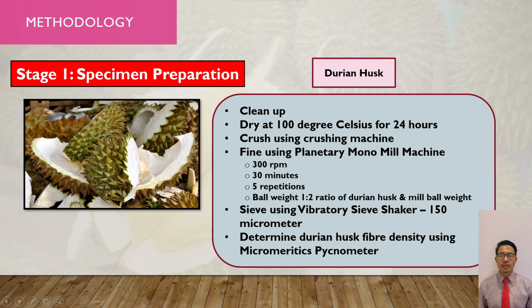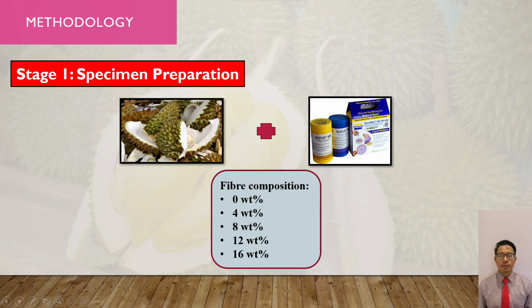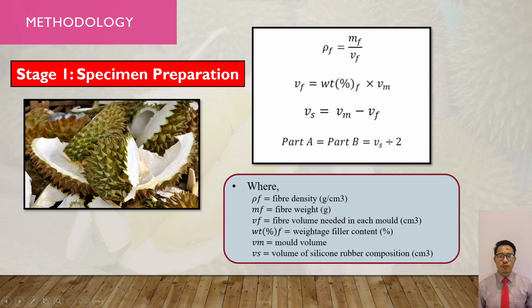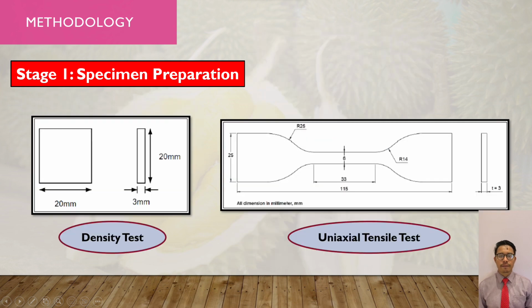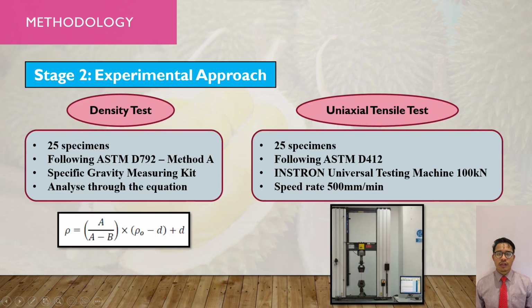The durian husk fiber density will be determined using a Micromeritics pycnometer. The two materials must be added together to form a biocomposite material, and this equation will be used to determine the percentage. A total of 25 specimens will be tested on the density test, which follows ASTM D792 method A, the standard test method for solid plastic in water. For the uniaxial tensile test, a total of 25 specimens with various fiber content will also be tested on an Instron Universal Testing Machine 100 kN, following ASTM D412 at a speed of 500 mm per minute.